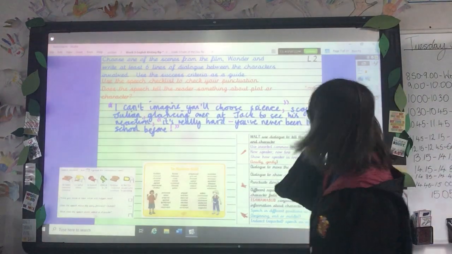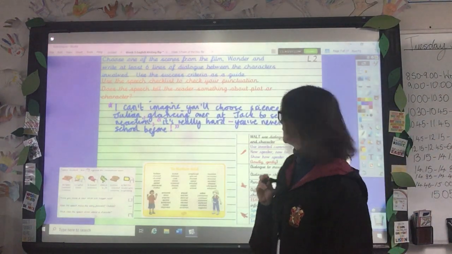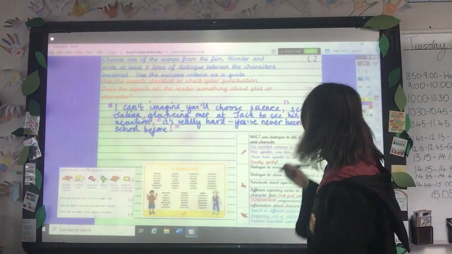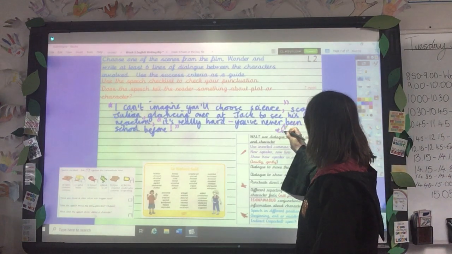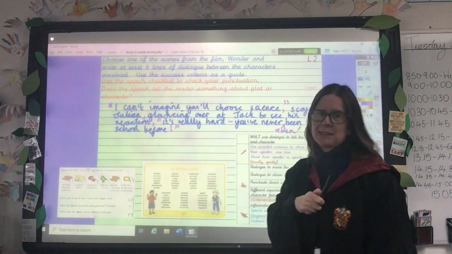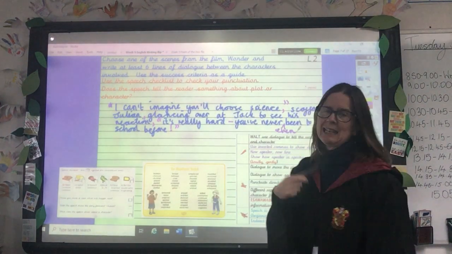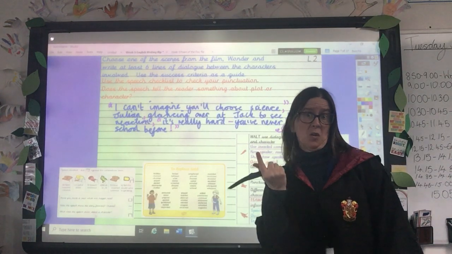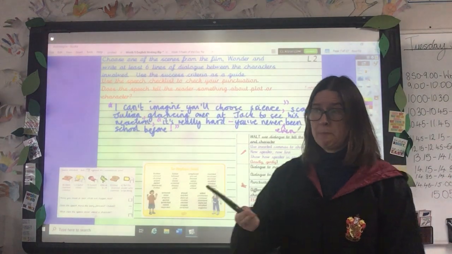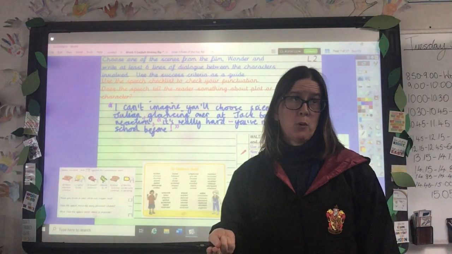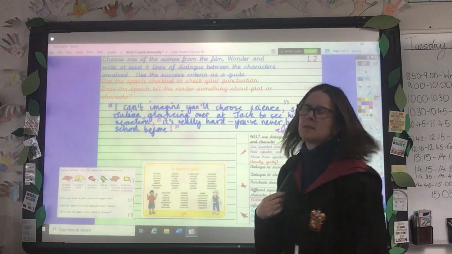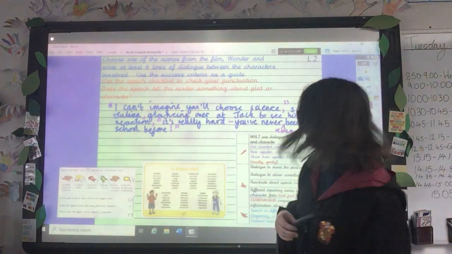"I can't imagine you'll choose science," scoffed Julian, glancing over at Jack to see his reaction. "It's really hard. You've never been to school before." I'm going to put "you've never even been to school before." And I think I am telling the reader something in that speech. I'm telling the reader something about Julian. One, that he's not very kind. Two, that he's a bit of a show-off. And he's desperate to get other people's attention, he wants to know if Jack likes him or thinks he's cool. Desperate to get their approval. That's the word I was looking for.